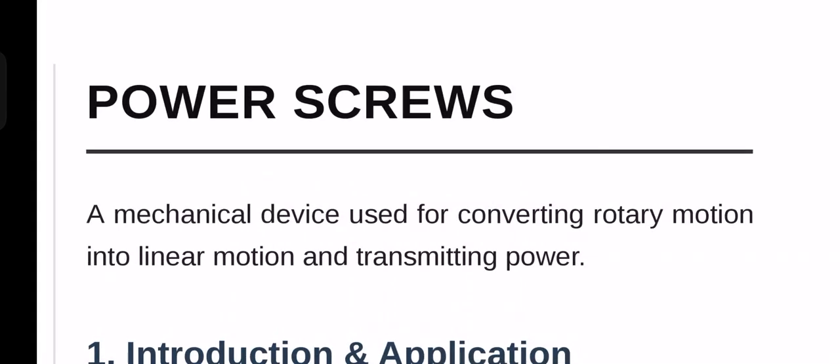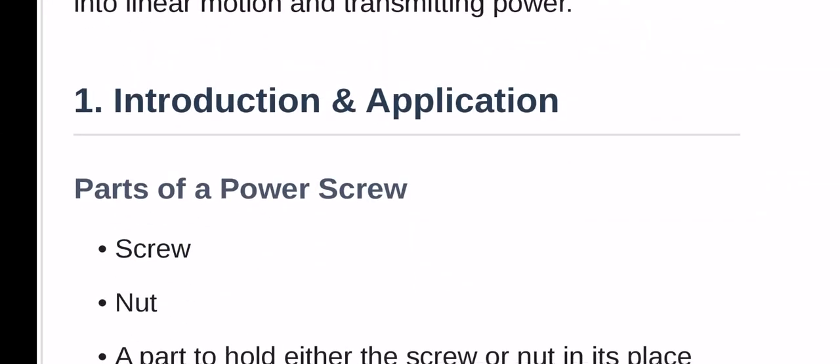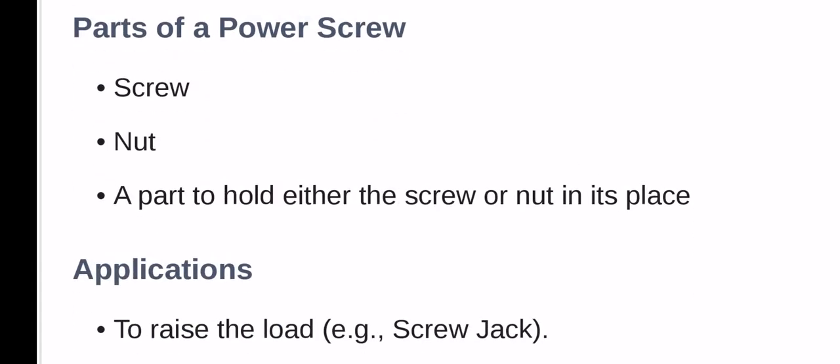Power screws: a mechanical device used for converting rotary motion into linear motion and transmitting power. Introduction and applications. Parts of a power screw: the screw, the nut, and a part to hold either the screw or the nut in its place.